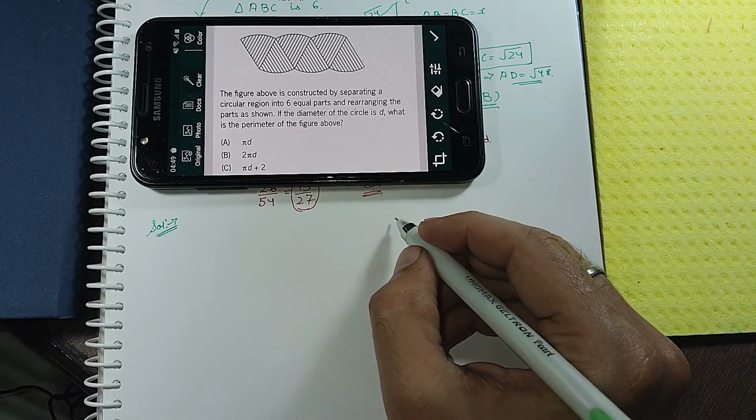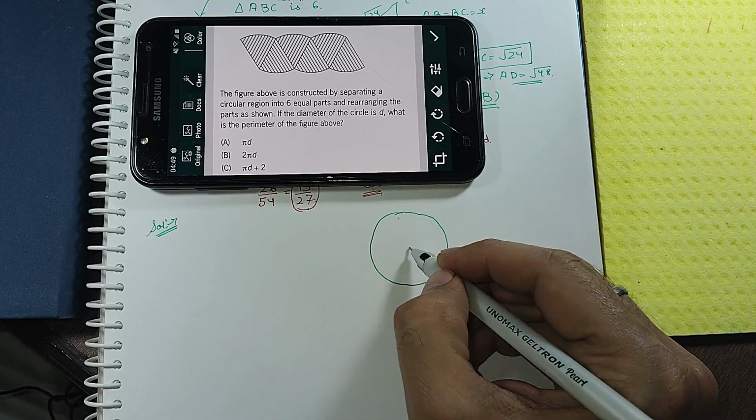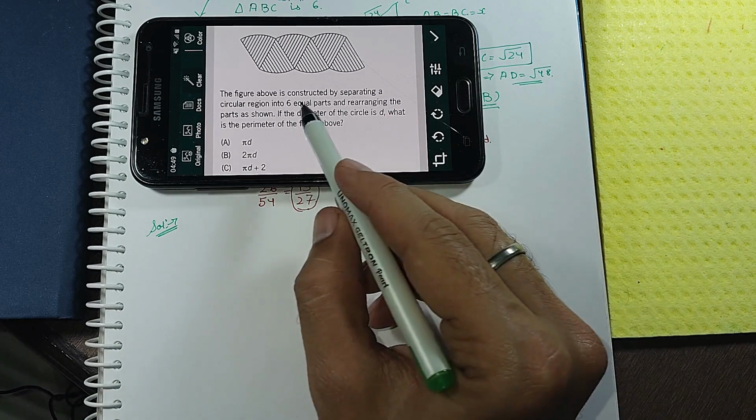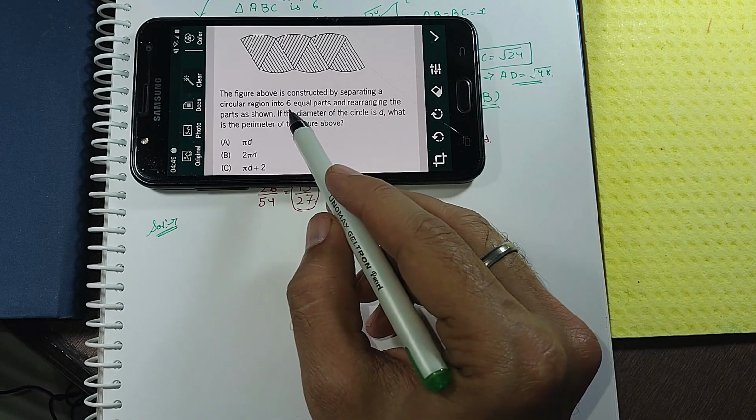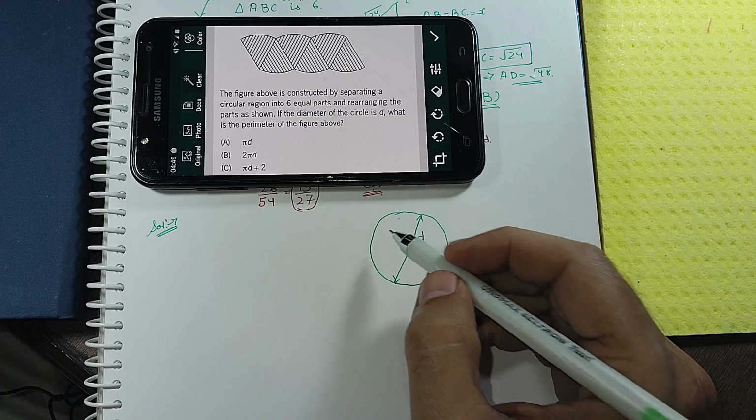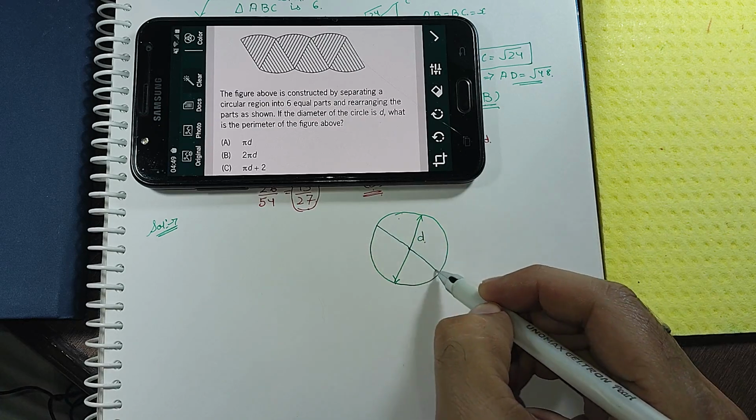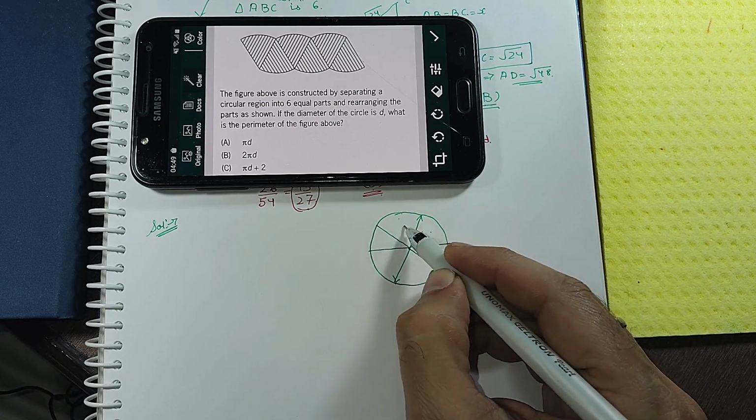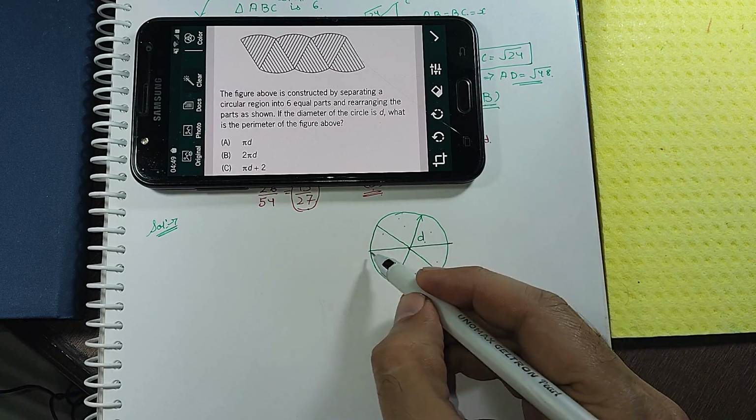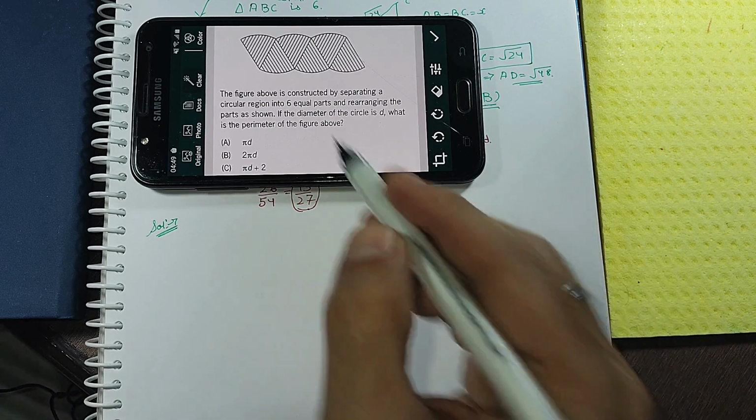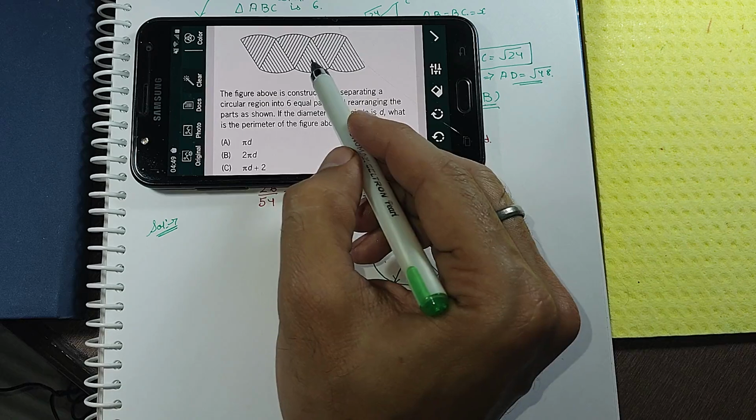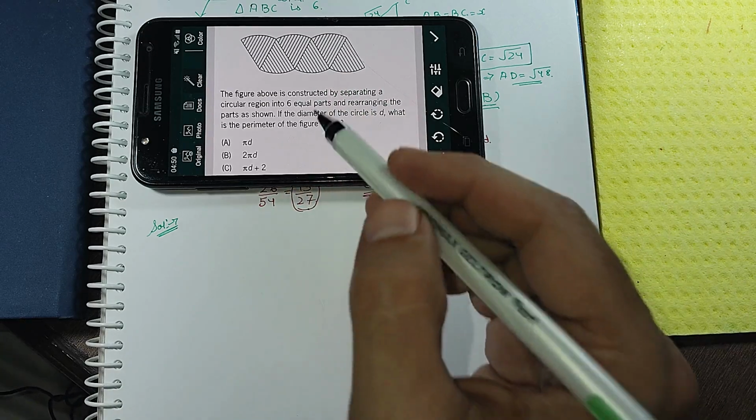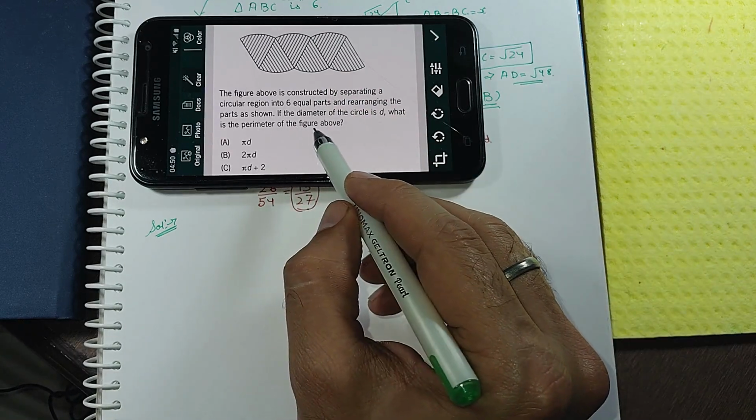Now see, in this case he says that a circle of diameter D has been bifurcated into 6 equal parts. So it has been bifurcated into 6 equal parts, right? 1, 2, 3, 4, 5, 6. Now all these shapes have been joined together like this. 1, 2, 3, 4, 5, 6. Right? So the question asks us, what is the perimeter of the figure above?